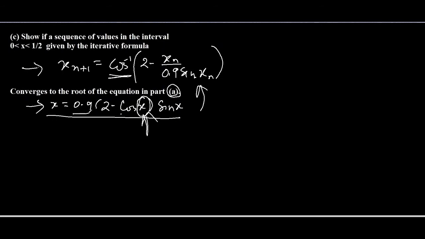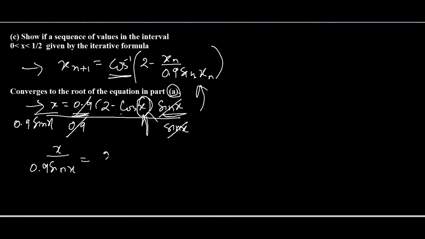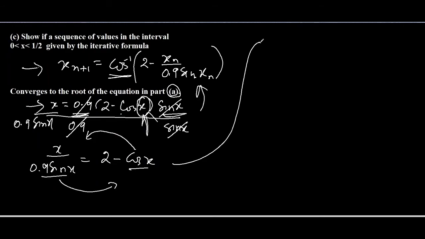So let's get rid of 0.9 and sin x first by dividing by 0.9 sin x both sides. So x divided by 0.9 sin x both sides. So 0.9 and 0.9 cancel. Sin x and sin x cancel. So we are left with what? x over 0.9 sin x equal to 2 minus cos x. Now I need to isolate this. Let's bring this to the left side and let's bring this to the right side.